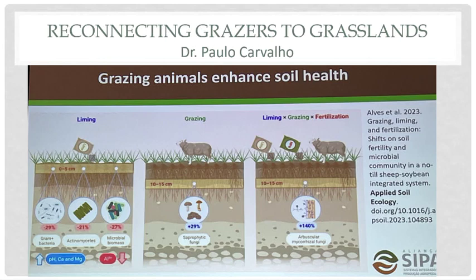Then Dr. Paulo Carvalho talked about reconnecting grazers to grasslands. And he talked about just one example, a slide here, grazing animals enhance soil health. And he showed how just liming, this is in a sheep-soybean integrated system published in Applied Soil Ecology, just liming had a number of negative effects in that system on the soil microbiota and soil life. Grazing had benefits, but if you had liming, grazing, and fertilization, you had a 140% increase in arbuscular mycorrhizal fungi.